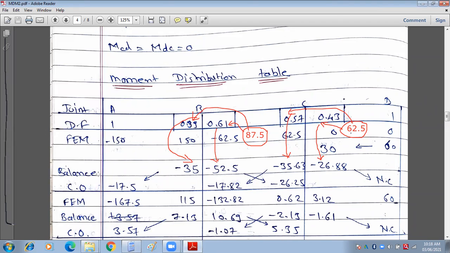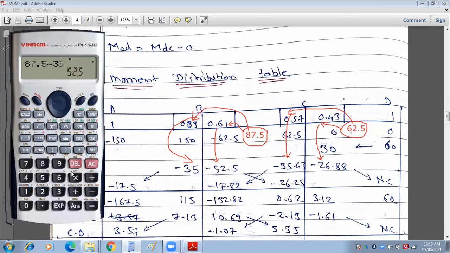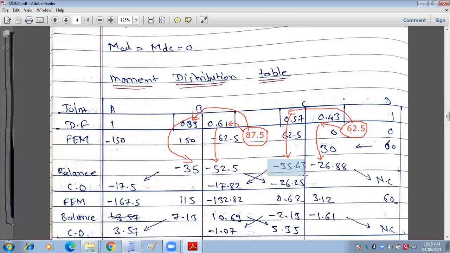Now out of this, the far end, if it is fixed one, the 50% moment is transferred to the next end. If the far end is continuous one, again the 50% moment is transferred to the next end. Now similarly for this end, the difference is 62.5, again multiply with 0.57, 62.5 multiply with 0.57, it becomes 35.625, round up 35.63.